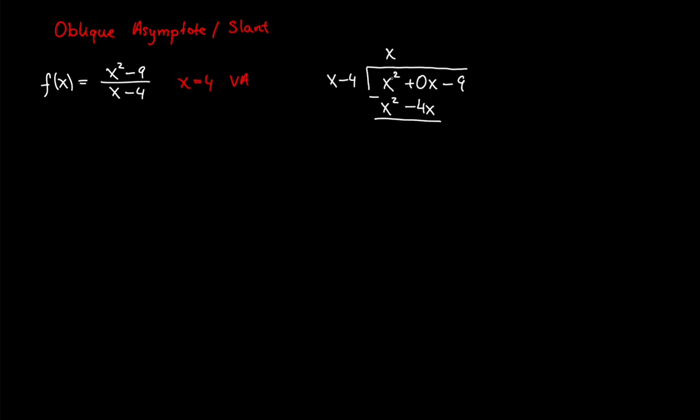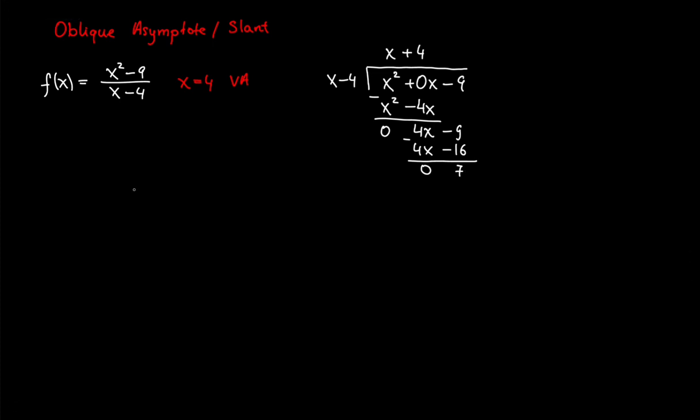We subtract this, x squared cancels out to 0, and here we have 0 minus minus 4x, so it becomes positive. Then we drag down the minus 9. So what happens here? Now we need to multiply by 4. So 4 times x, we get 4x, and then 4 times -4, minus 16. Subtract this again, the 4x is going to cancel out, and we will have a remainder that's positive, which is just 16 minus 9, which we get is 7.